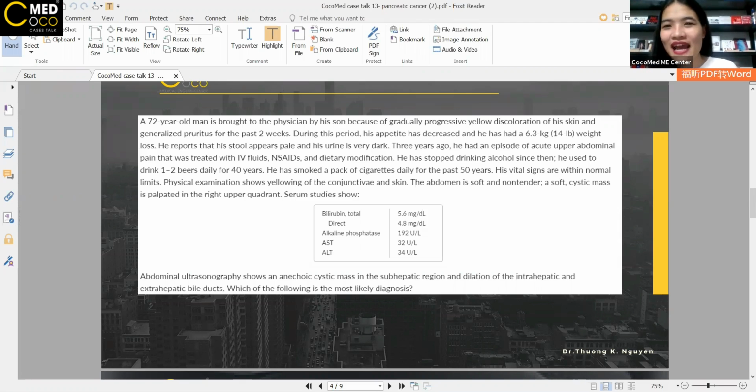Okay, so let's see the lab test. We can see the patient has increased total bilirubin and direct bilirubin, which means they have an obstruction. What do we call it? Conjugated hyperbilirubinemia. Yeah, we call it conjugated hyperbilirubinemia. It's a direct bilirubin.